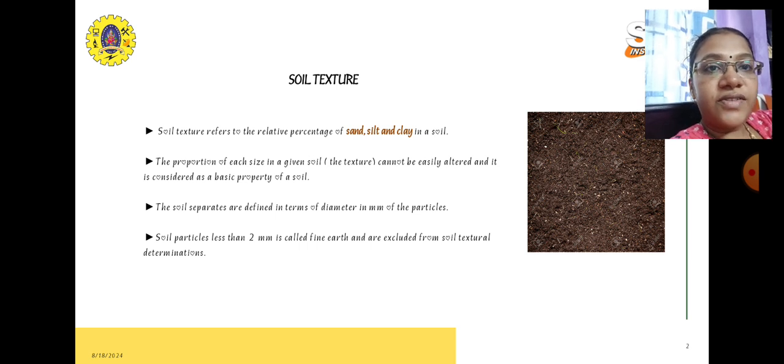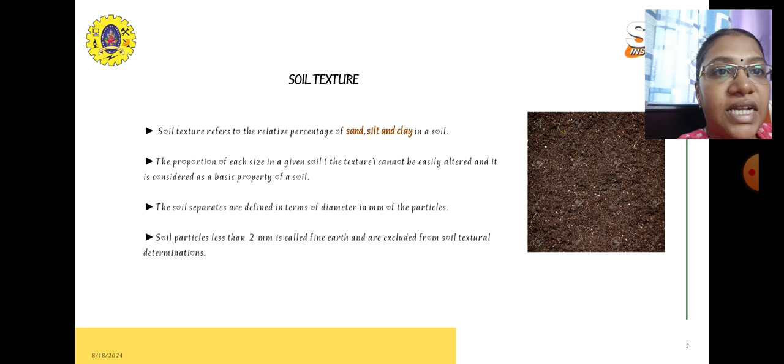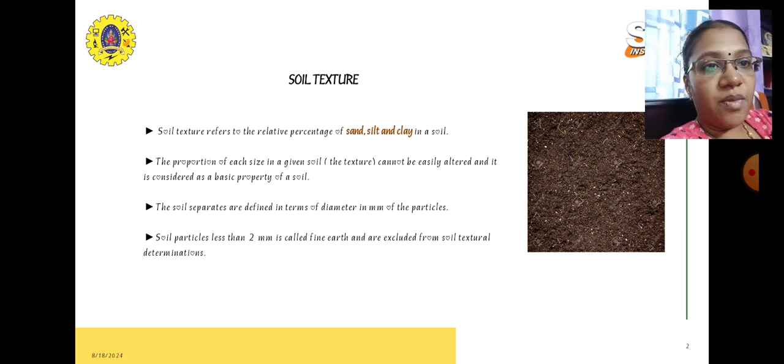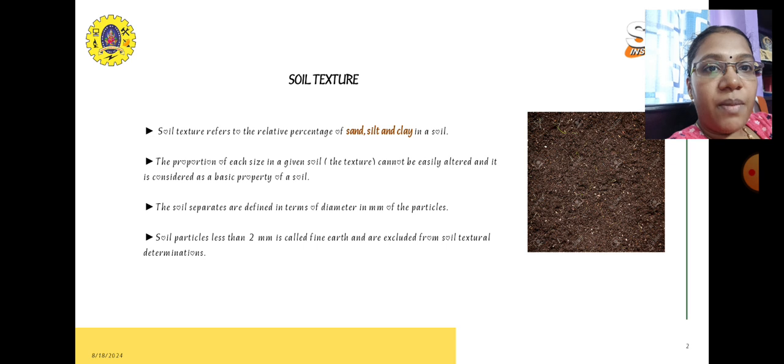The proportion of each size in a given soil cannot be easily altered, and it is considered one of the basic properties of any type of soil. The soil separates are defined in terms of the diameter of the particles. The soil particles less than 2 mm are called fine earth and are excluded from the soil textural determinations.